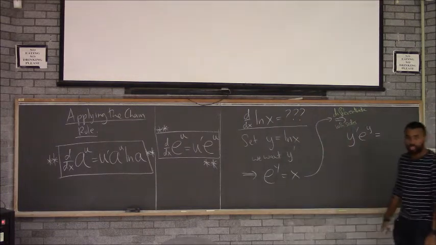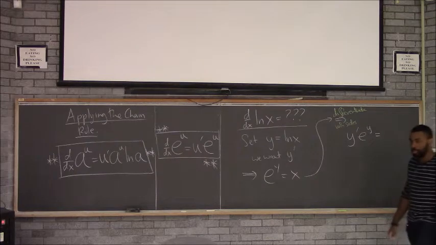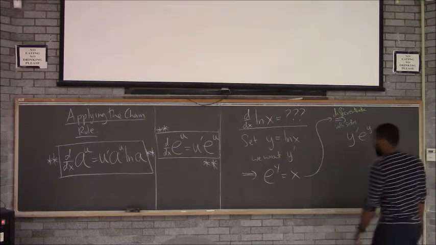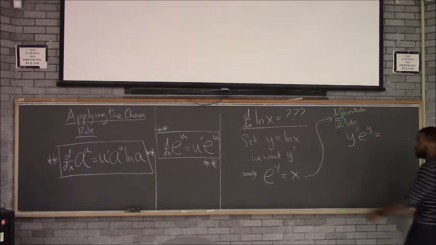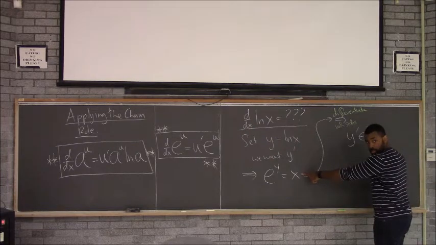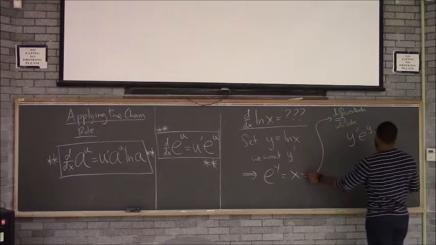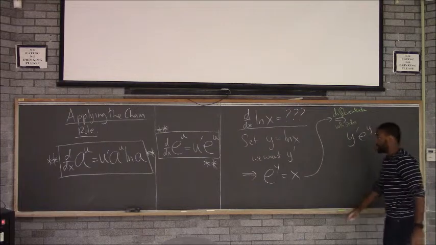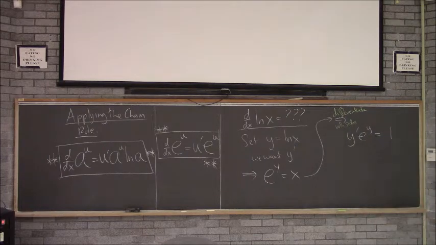That's how you differentiate an exponential. It's always how you differentiate an exponential: take the derivative of the power times the original function. Derivative of x? 1. We derived that last time. So we end up with this by differentiating both sides.